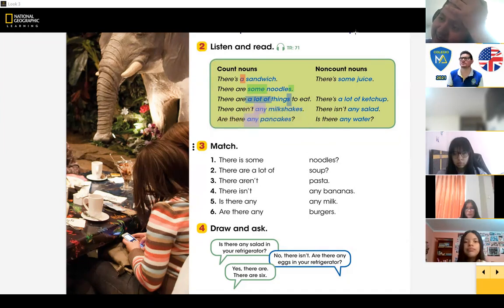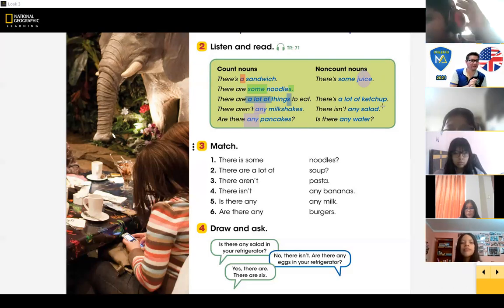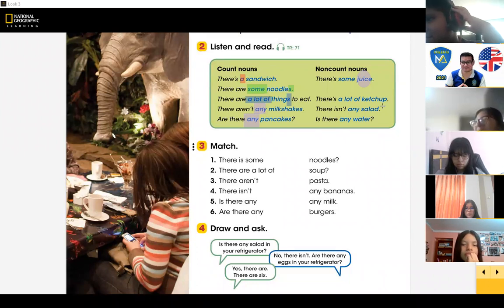Ok, ahora vamos a los non-count, a los no contables o a los incontables. ¿Cuáles son, for example? Aquellos que no tienen forma plural. En inglés, esto no tiene una forma plural, llamémoslo así, ¿no? Todo lo que son líquidos en inglés, no los vas a contar. ¿Cuáles son los líquidos en inglés? Tienes juice, jugo, tienes oil, aceite, tienes water, agua, etc. Ya todo lo que son líquidos en inglés se consideran non-counts, incontables. ¿Ve? Y solamente tienen la forma singular.